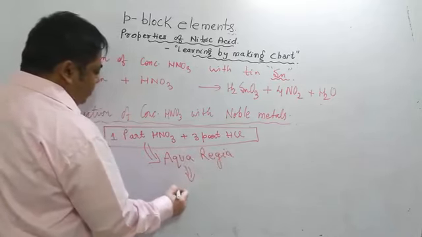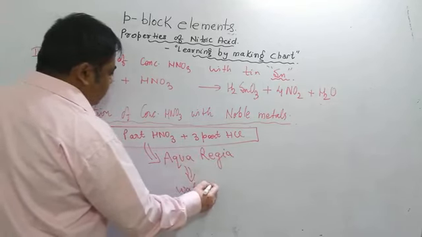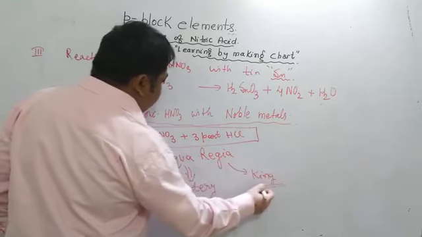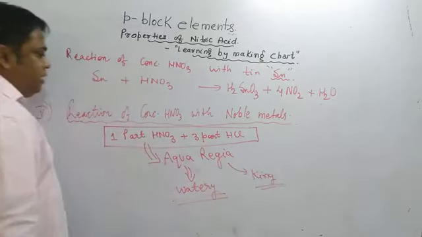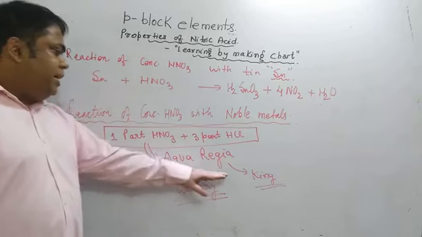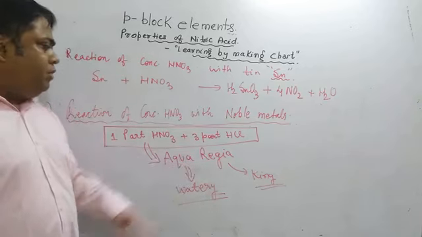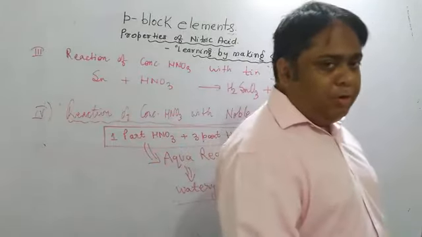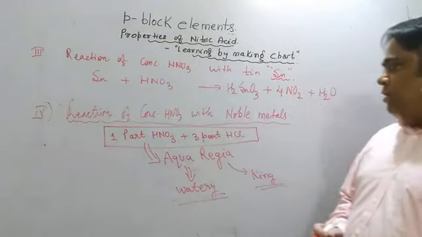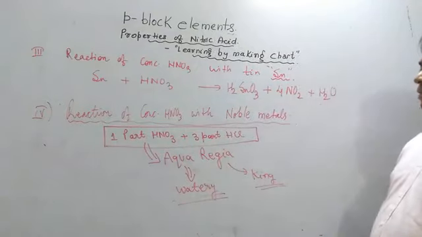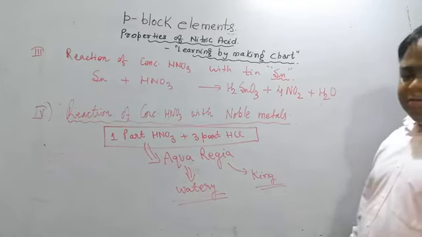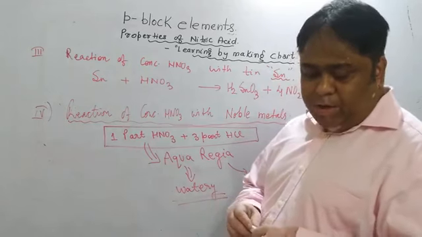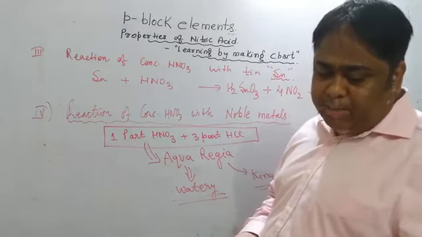Aqua means watery and regia means king. It is such a kind of watery acid which can dissolve even the crown of the king. Crown of the king is made up of gold, silver, platinum, all that, isn't it? So it can even dissolve the crown of the king, and hence it is called aqua regia, watery king. Dissolving the crown of the king means you are a bigger king. So who is the bigger king here? Aqua regia is the bigger king.